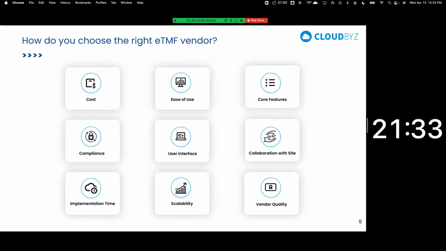Core features: if you get 80 to 90% of the core features that we highlighted earlier, you're in a good place. If you get 100% of those, fantastic, you're running all the way to the bank. If you're at 50%, maybe you need to continue searching for more TMF vendors out there.